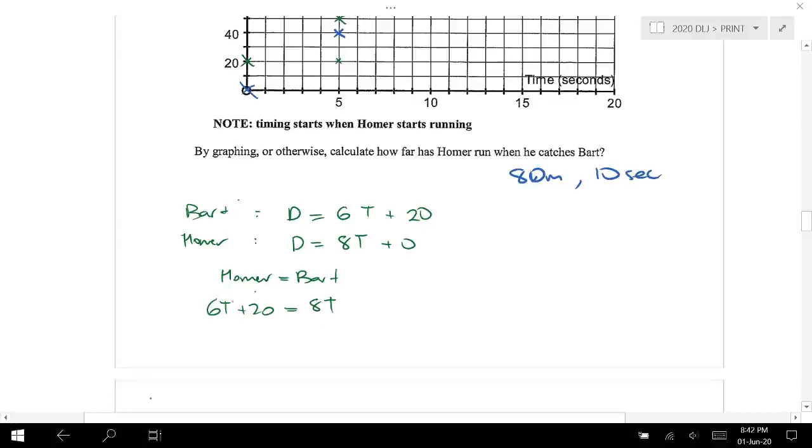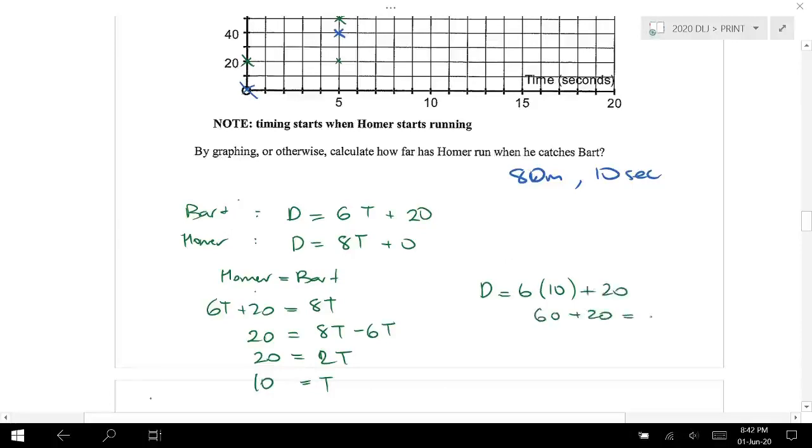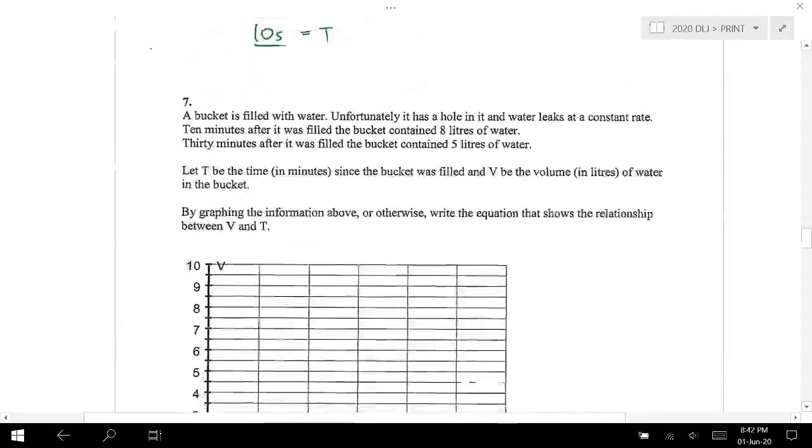And if I take that 6t the other side, we're going to get 20 equals 8t minus 6t. 20 equals 2t. T equals 10. And then I take that 10, put it into one of my formulas. D equals 6 times 10 plus 20. So 60 plus 20 equals 80 meters. That's 10 seconds. Alright, next one.